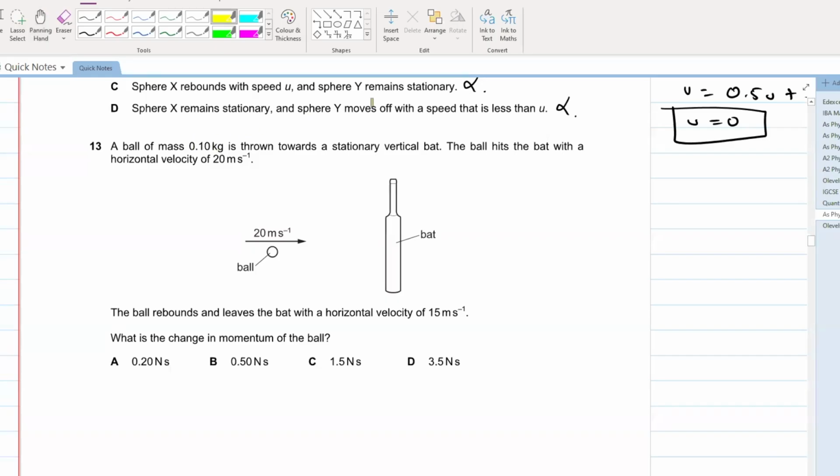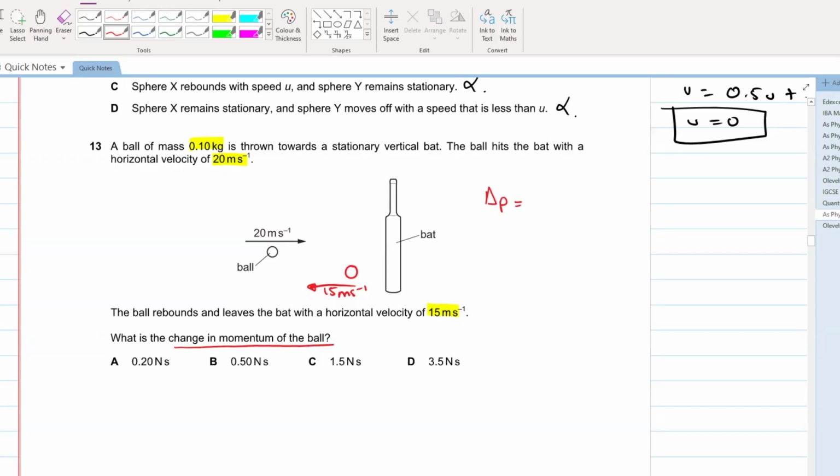A ball has a mass of 0.1 kg and is thrown towards a stationary vertical bat. The ball hits the bat with a horizontal velocity of 20 m s^-1. The ball rebounds and leaves the bat with a horizontal velocity of 15 m s^-1. So beta, the ball is hitting the bat and it leaves the bat with a velocity of what? 15 m s^-1. You have to calculate the change in momentum of the ball.